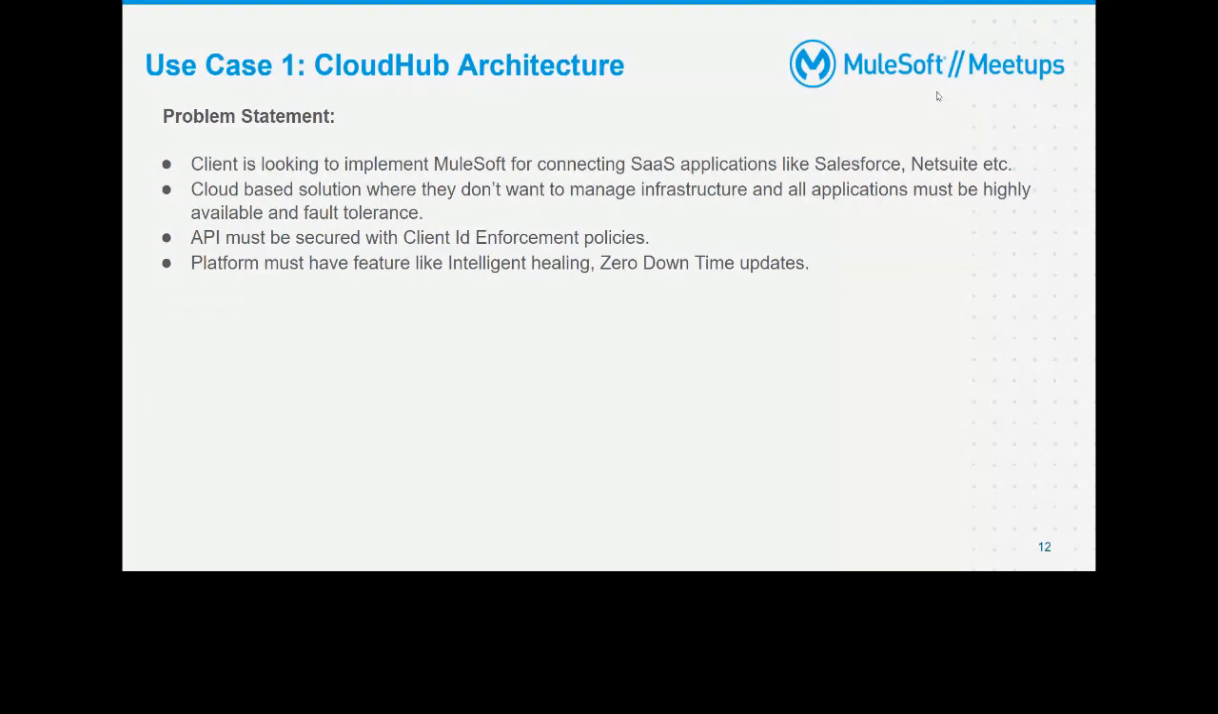APIs must be secure with a client ID enforcement policy, and the platform must have features like intelligent healing and zero downtime updates. So what will be the solution?